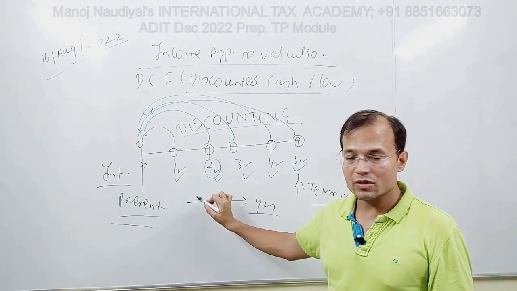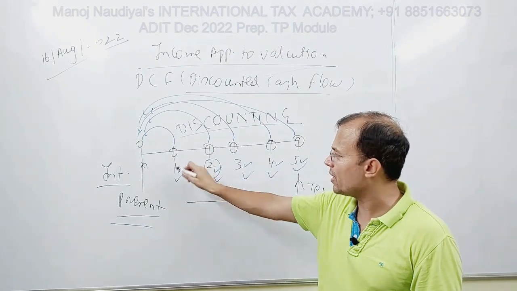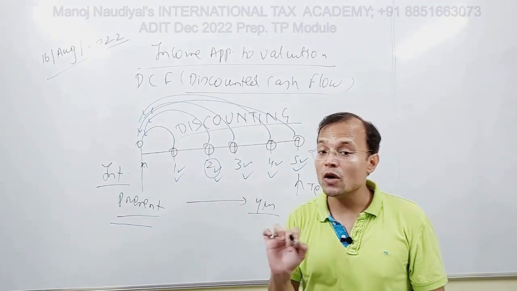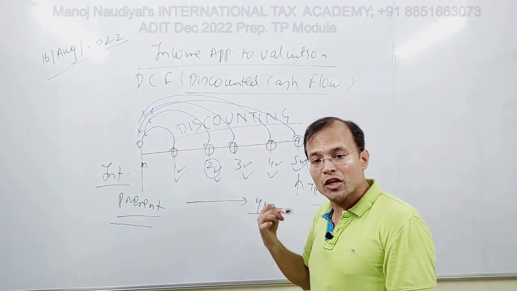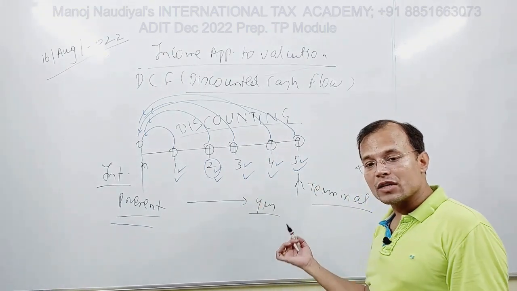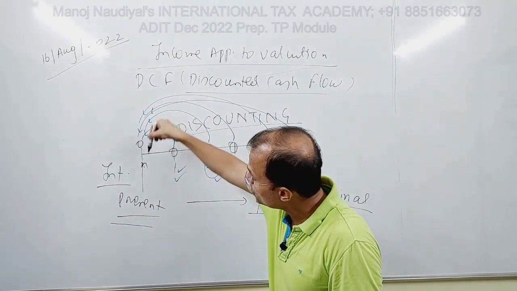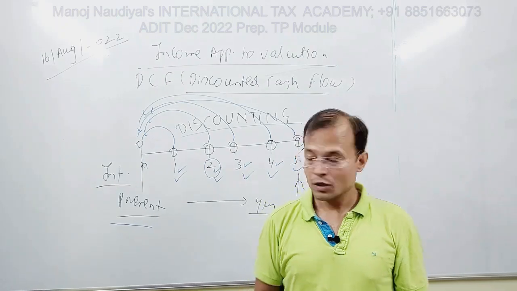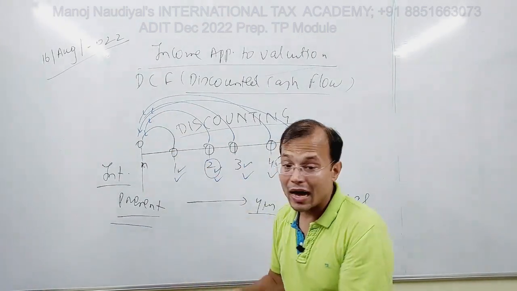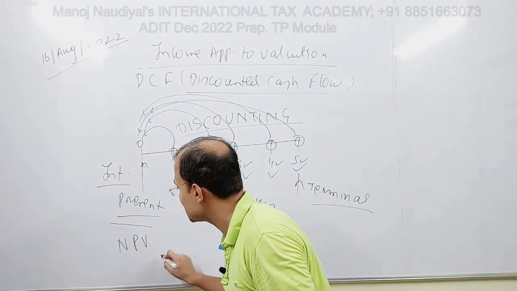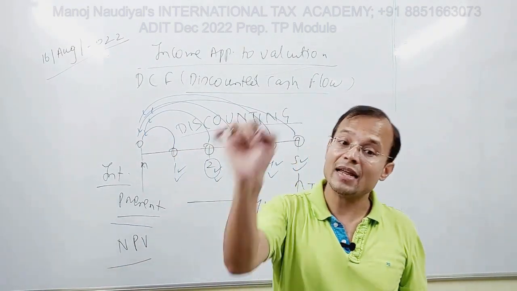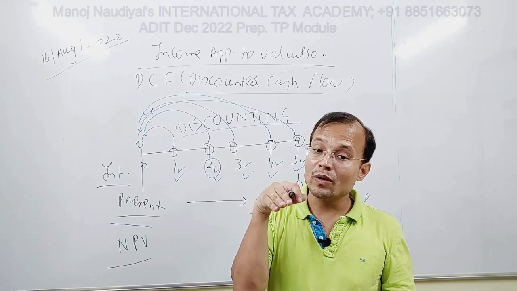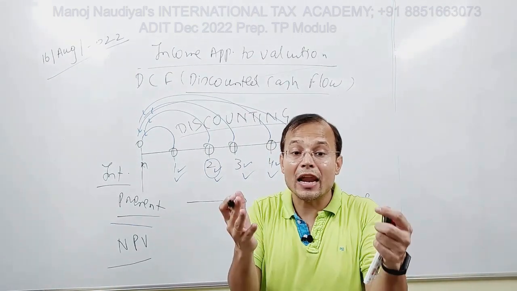You have these cash flows, 1, 2, 3, 4, 5. Cash flow at the end of the first year, 2nd, 3rd, 4th, 5th year. You have the cash flows that you have arrived at on the basis of financial projection. And now you are discounting those cash flows and bringing them to 0, that is present time. In other words, you are arriving at the present value. So if you add 1, 2, 3, 4, 5, you will arrive at the net present value. That will give you the value of that intangible at present, and you will value the intangible.